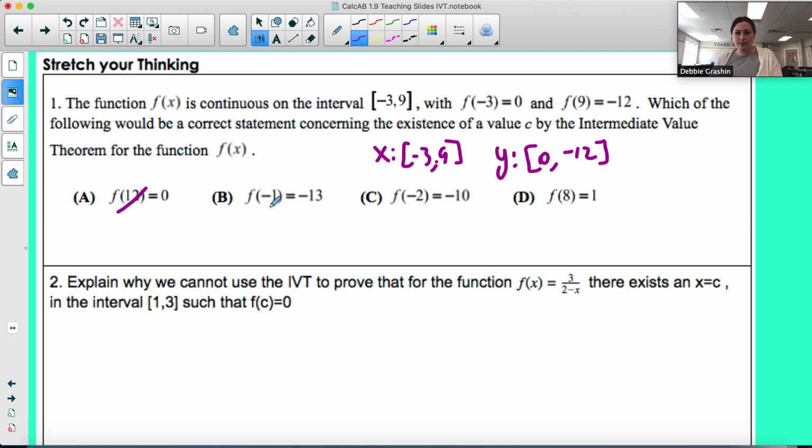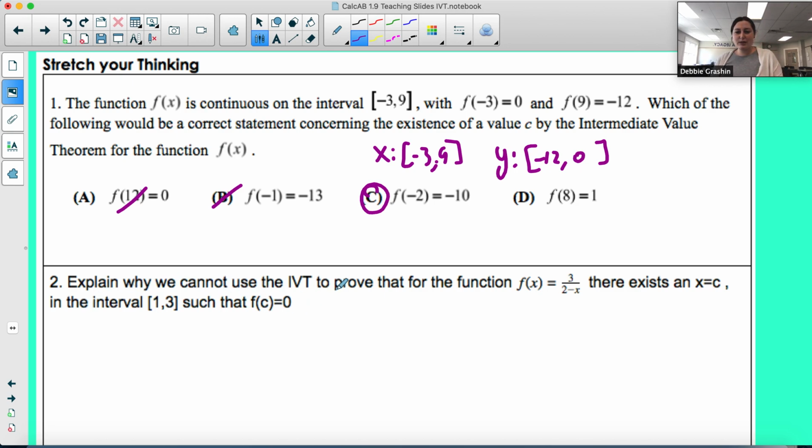Let's check the y values. -13, no. -10, yes. And 1, no, because I have this backwards. I was like, what? It should be -12 is smaller, 0. So our interval is from -12 to 0. So -10 would fit in that, 1 would not, because that's not in that interval, right? So the x value has got to be between a and b, and the y value has got to be between f of a and f of b. All right, go ahead and do question 2, and then we'll check back.